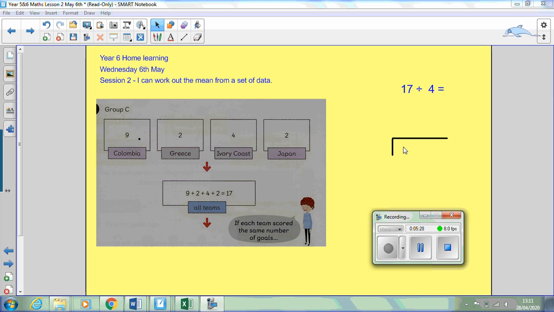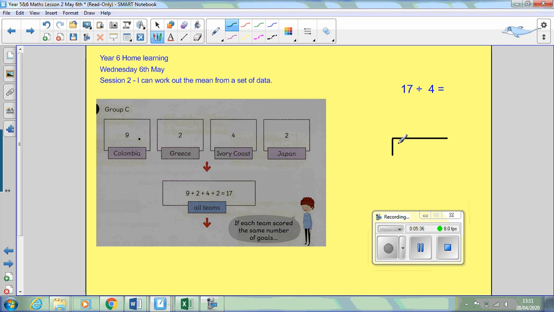So I'm just going to quickly pop it into the bus stop method of short division, just so that we can see and remind ourselves how to work it out. So we've got 17 in here, and I know that because it's not going to be a whole number, I can put a decimal point in here and a couple of zeros to start us off when we have the remainders. So I'll put 4 alongside here, and then we can make a start.